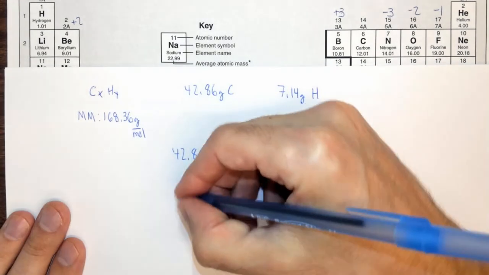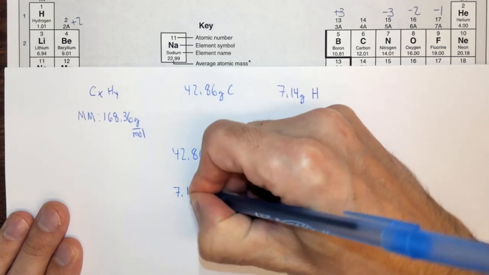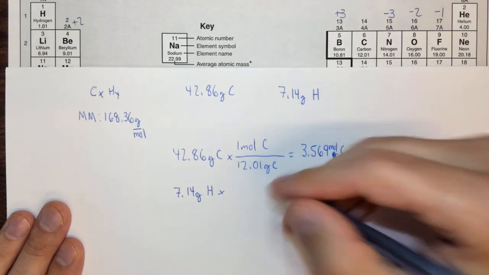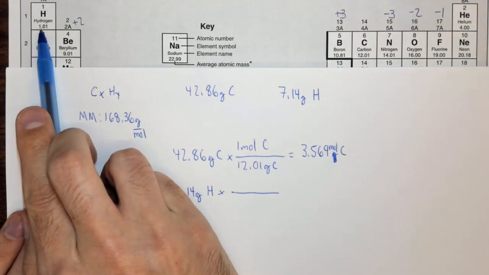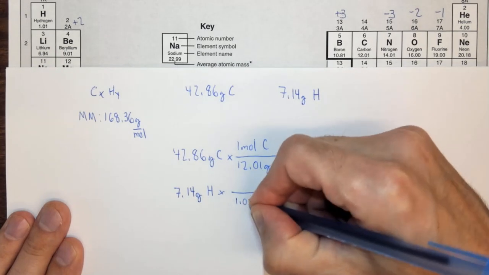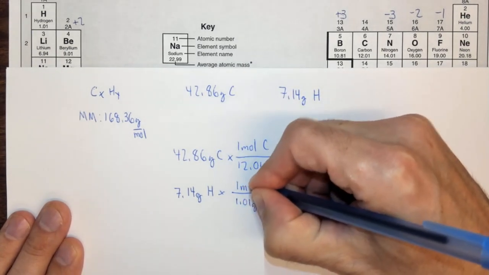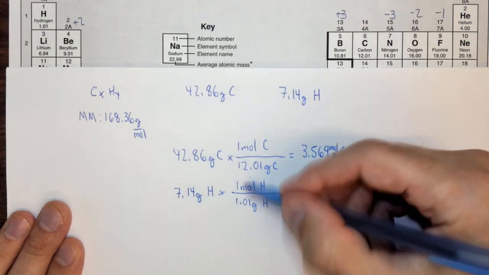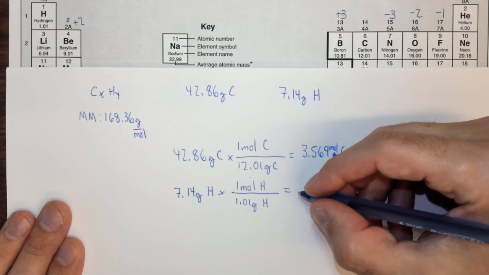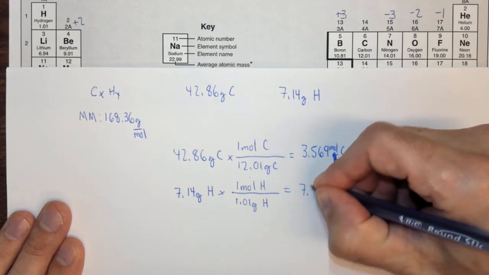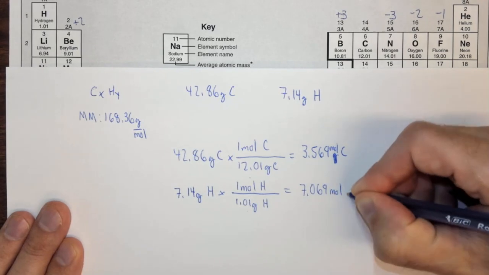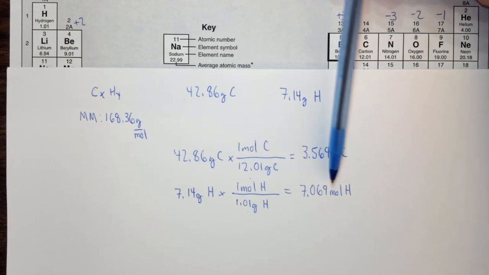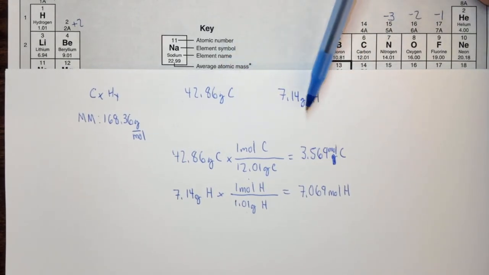Well, let's check the moles of hydrogen. Let's start with 7.14 grams of hydrogen, the amount of hydrogen that we formed when we decompose this, and convert it to moles. We do the same thing. For hydrogen, we put 1.01 grams of hydrogen on the bottom and 1 mole of hydrogen on the top. Multiply by the top, divide by the bottom, and of course these are both close to 1, and in this case you get 7.069 moles of hydrogen.